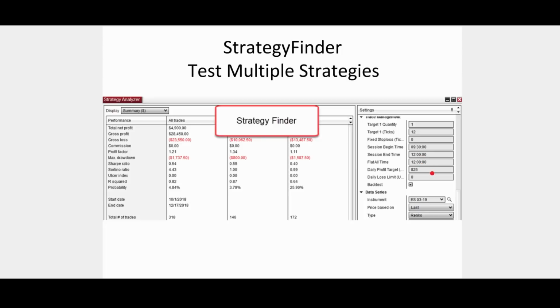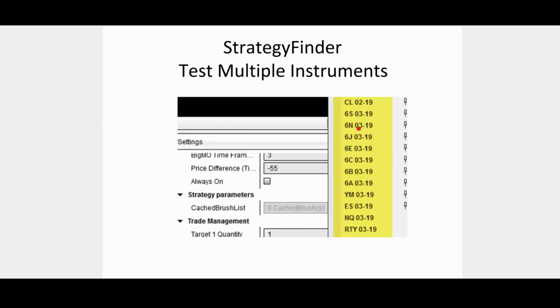All right, so you can see we can test different start and stop times. We can test whether or not we're better off with a daily profit target or not, daily loss limits, different chart types, different exit strategies, whether we want to get out on a target or a trailing stop. And of course you can test as many different instruments as you have data for.